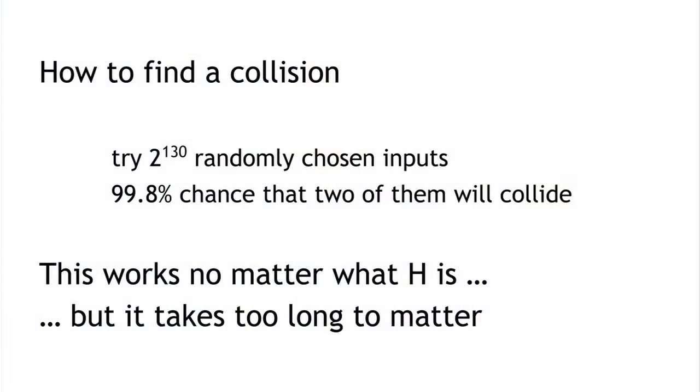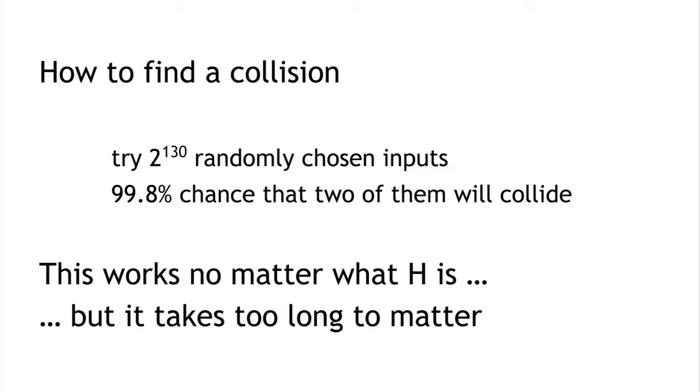Let me tell you how to find a collision, because there's a method that's guaranteed to work. The method works like this: we're going to pick 2 to the 130 randomly chosen inputs over on the left cloud of that previous diagram. If we pick those 2 to the 130 randomly chosen inputs, it turns out there's a 99.8% chance that at least 2 of them are going to collide. And so this is a very simple method for finding a collision. It works no matter what the hash function is, but of course the problem is that this takes a very, very long time to do.